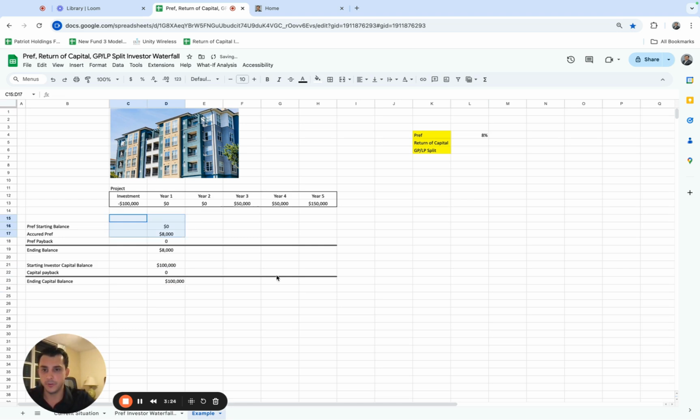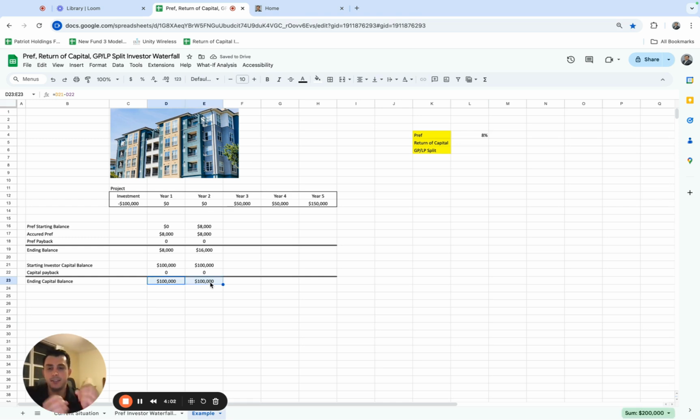Let's move on to year two. Let me format this. What is the Pref starting balance? Well, it's the ending balance of year one, 8,000. What are we going to accrue? We are going to accrue 8% of the amount that we owe the investors, which is still $100,000. Has there been any payback? No. So what is our Pref ending balance? 16,000. Has there been any capital payback? No. Ending capital balance, 100,000 still.